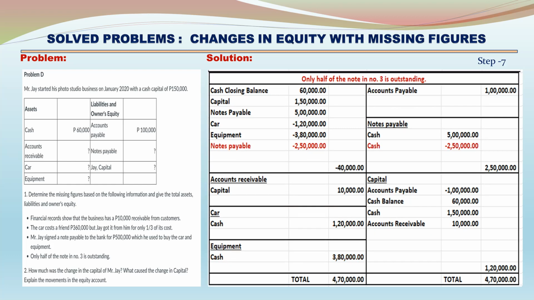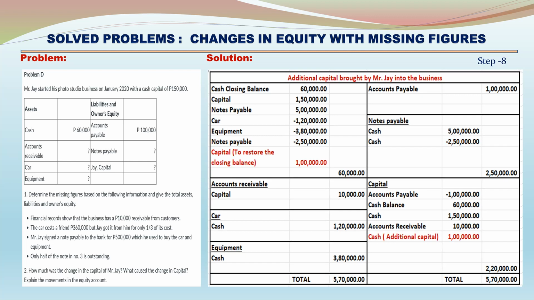Only half of the note in number 3 is outstanding. That means notes payable of 500,000 has been paid off half of its amount. So in the cash, credit 250,000, notes payable debit 250,000. So total assets 470,000, total liabilities including capital 470,000.